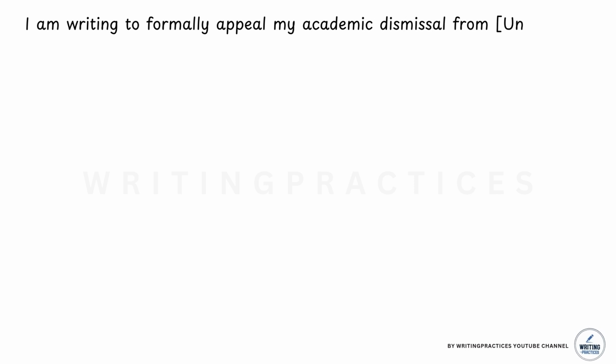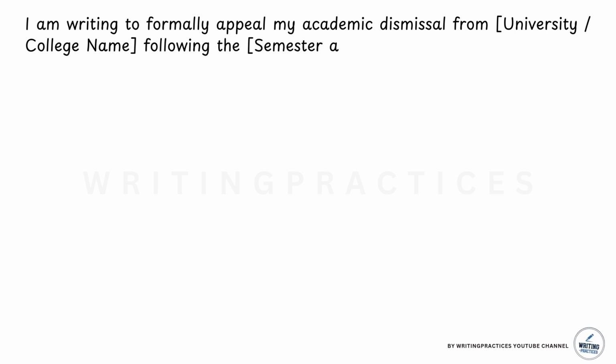Opening paragraph. In this paragraph, you formally state your appeal request. For example, I am writing to formally appeal my academic dismissal from Greenwood State University following the spring 2026 academic term. This immediately establishes the purpose of your letter. Pro tip, be direct and respectful from the beginning.